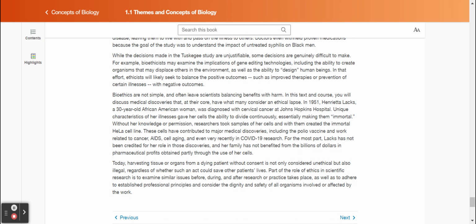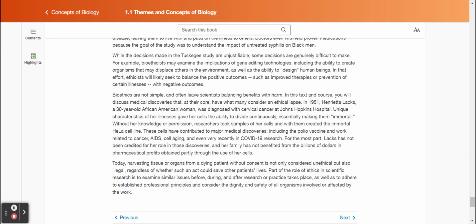In this text and course, you will discuss medical discoveries that, at their core, have what many consider an ethical lapse. In 1951, Henrietta Lacks, a 30-year-old African-American woman, was diagnosed with cervical cancer at Johns Hopkins Hospital. Unique characteristics of her illness gave her cells the ability to divide continuously, essentially making them immortal.